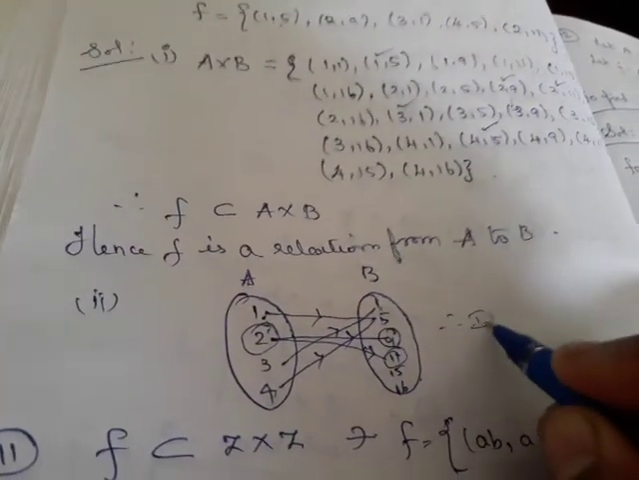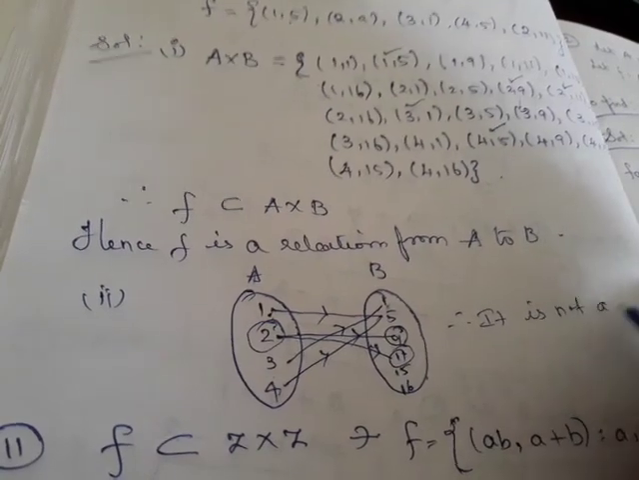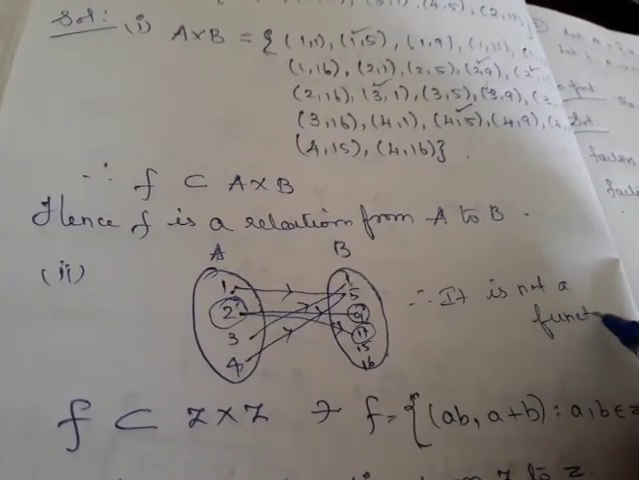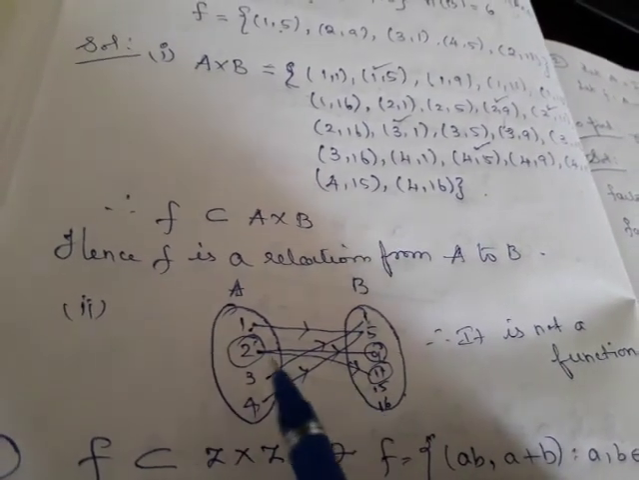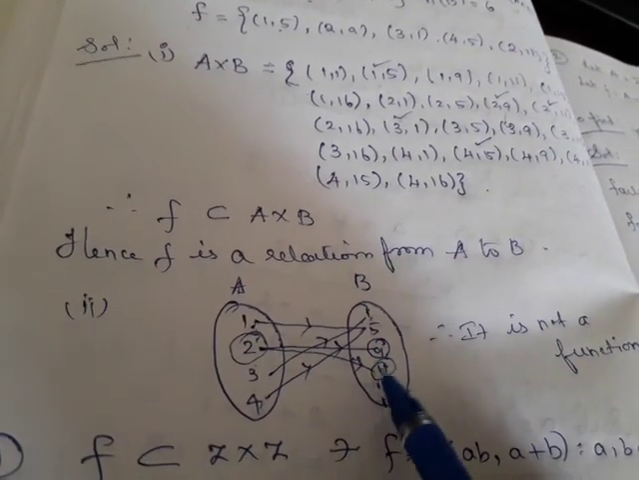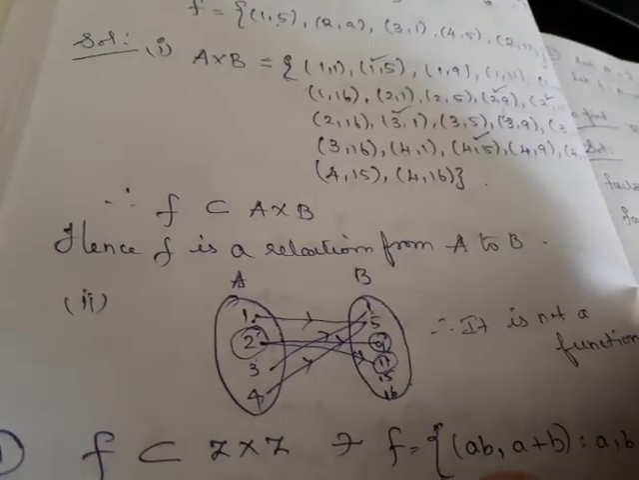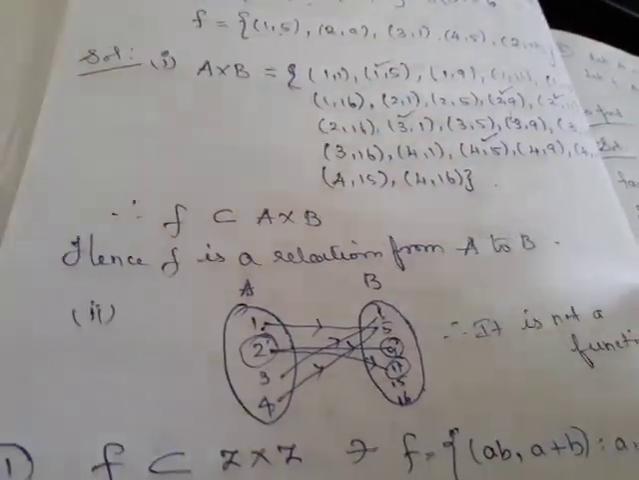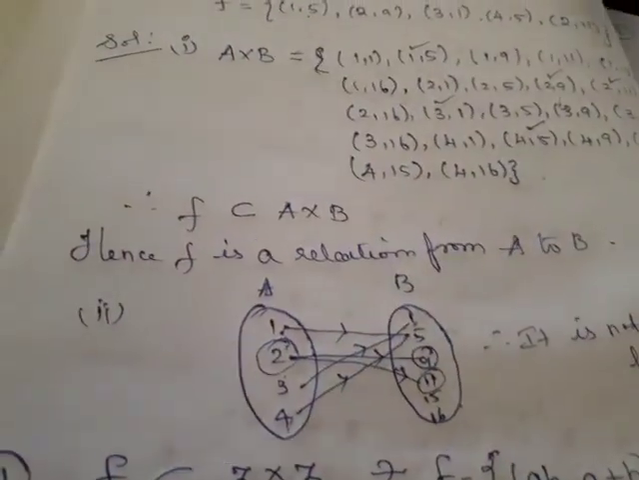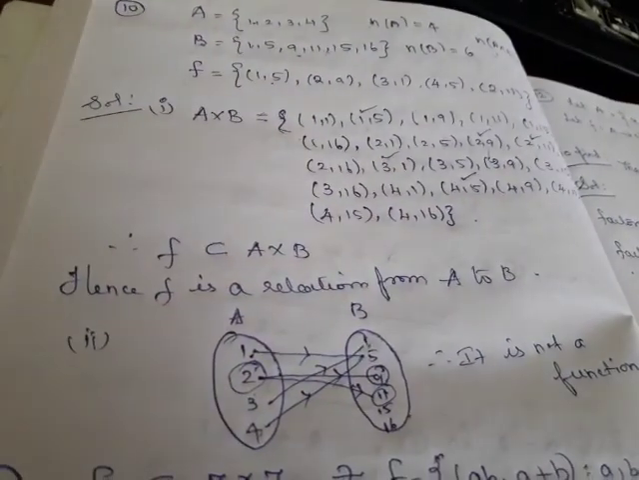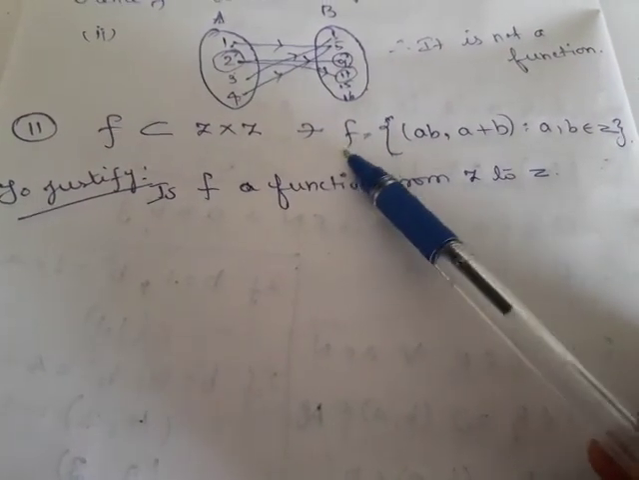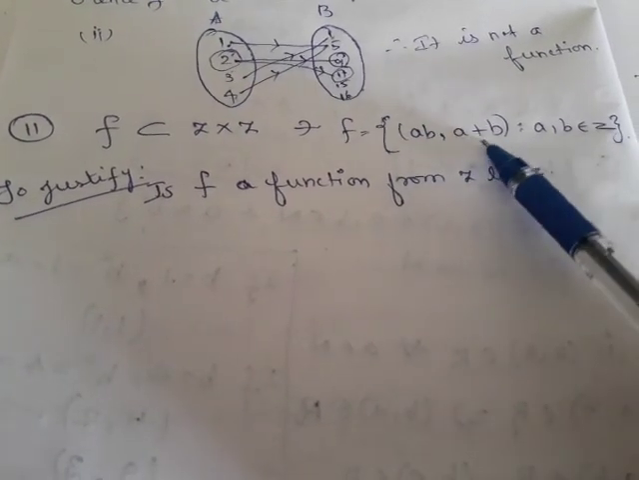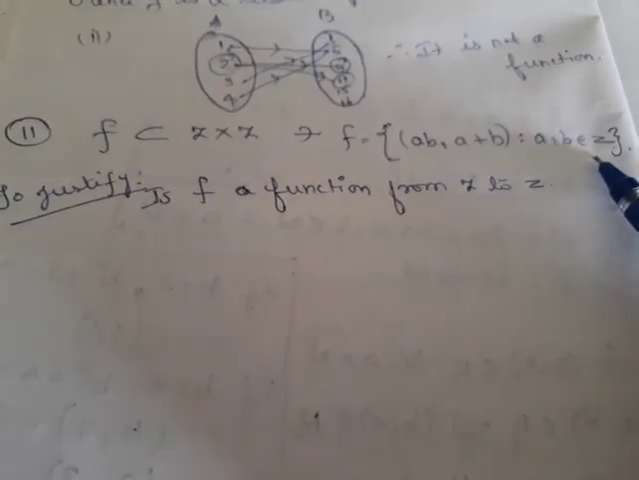Therefore, it is not a function, because by the definition of a function, it should have a unique image. So you can write: since the element 2 has two images, the given relation is not a function, right? This is how you have to justify your answer. Hope you understood. Let us see the next question. f is a subset of Z cross Z such that f is equal to the set of all ordered pairs (ab, a plus b), where a and b are integers.